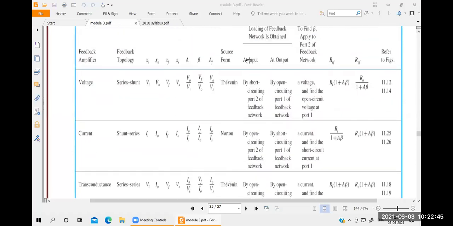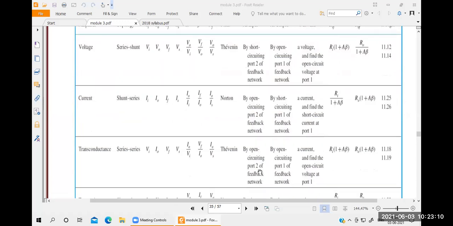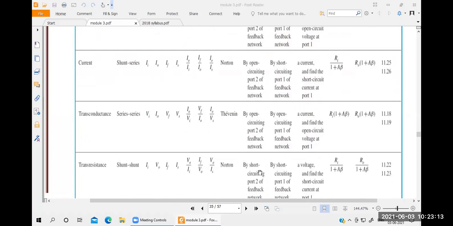Next, input and output. Here you have to take the loading of the feedback network at the input side and output side. With respect to that, short circuiting the output of the feedback network. Next, for the current, open circuiting at the output side of the feedback network. For the transconductance, open circuiting the output side of the feedback network. Same thing for the transresistance, short circuiting the output side of the feedback network.